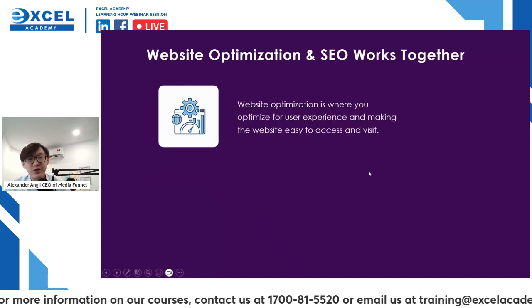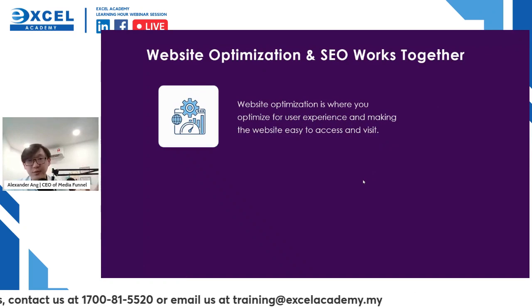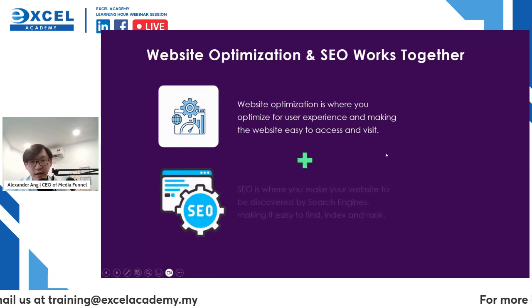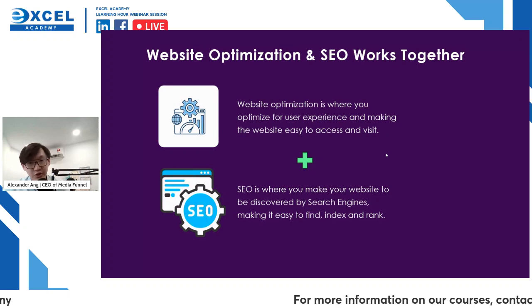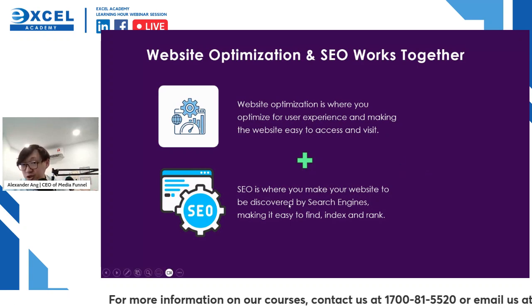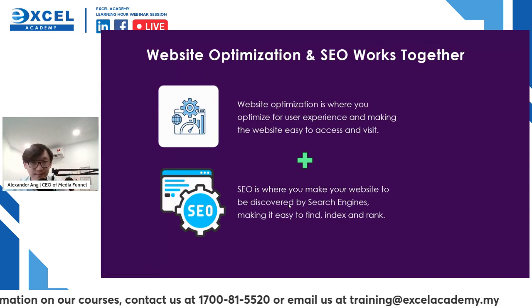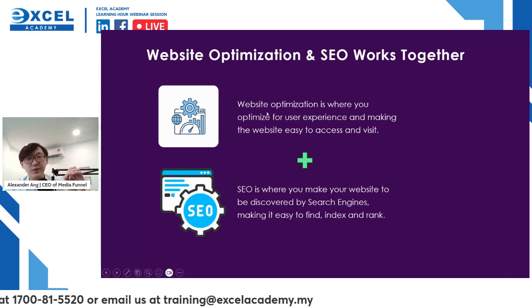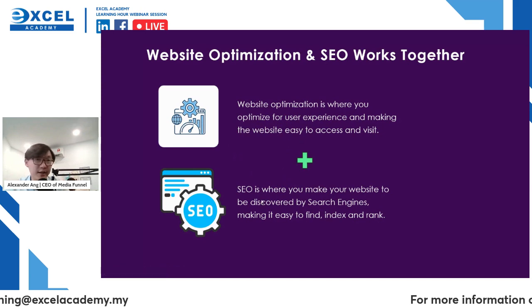So website optimization is where you optimize for user experience and make your website easy for people to access and visit. That's your goal. And then SEO is where you want to work with the search engine backend. You want to make your website discoverable by search engines, making it easy to find, index, and rank. Website optimization and SEO work hand in hand together. Just remember that.